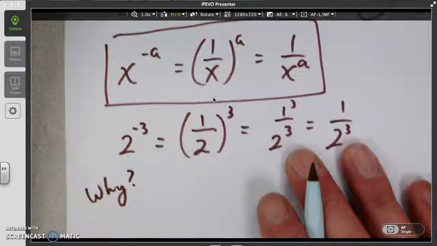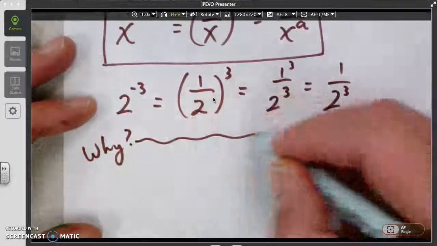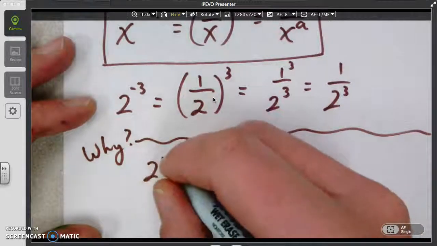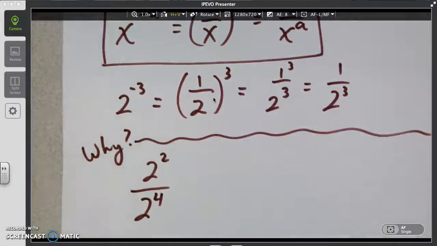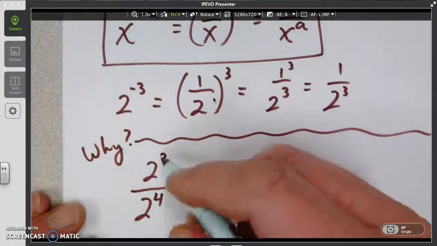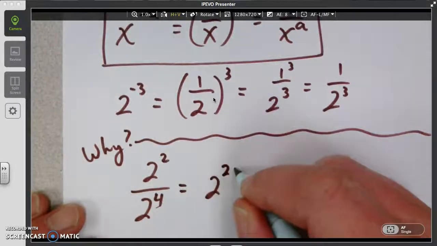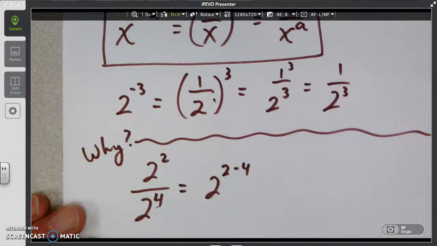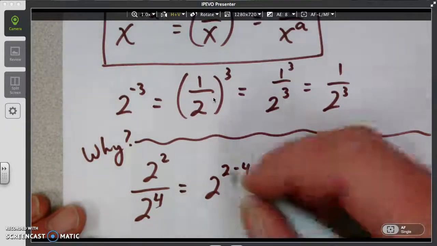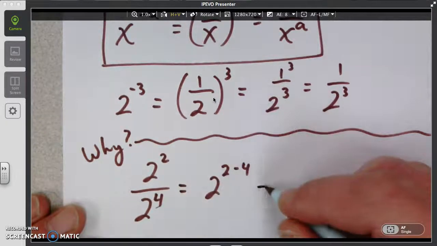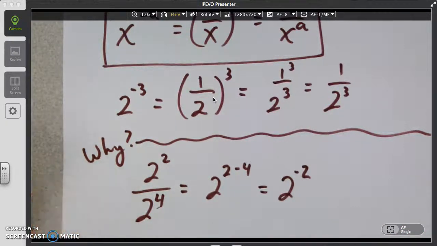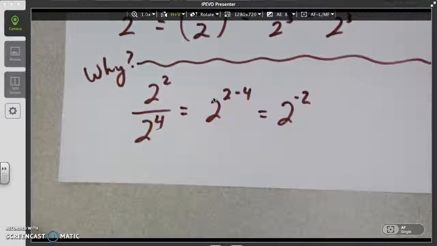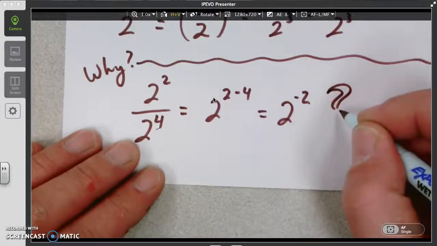So let's try a slightly different example. I'm going to start this way. Let's say we had 2 to the 2 divided by 2 to the 4. Based on our previous rules, this should be a subtraction problem. Because we're dividing, you do subtraction here, and 2 minus 4 is going to be negative 2. If you tried that, you'd be like, well, how does that even make sense? What should a negative 2 exponent mean?